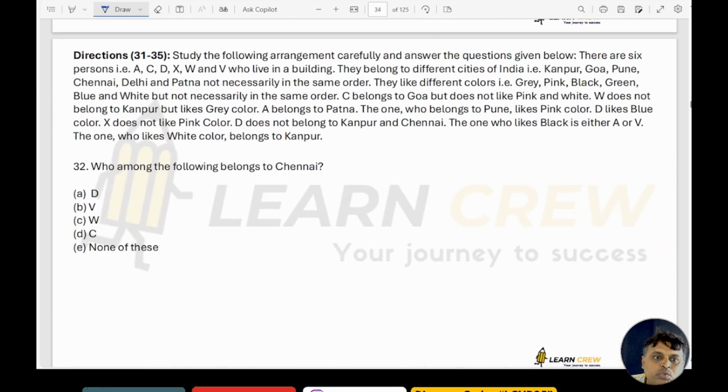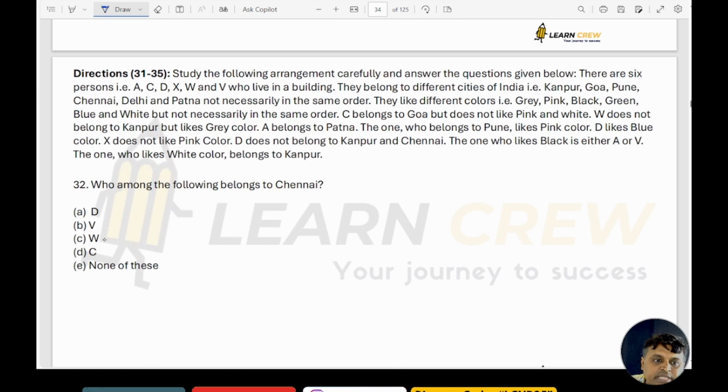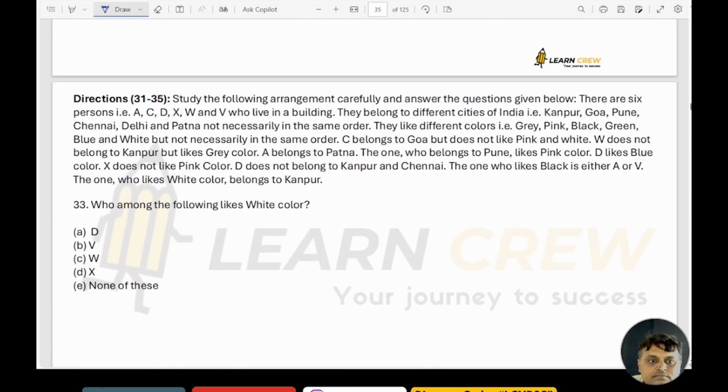Next, who among the following belongs to Chennai? Just now we have completed. Chennai is W. Then 33: who among the following likes white color? White color, just now we have done, X.